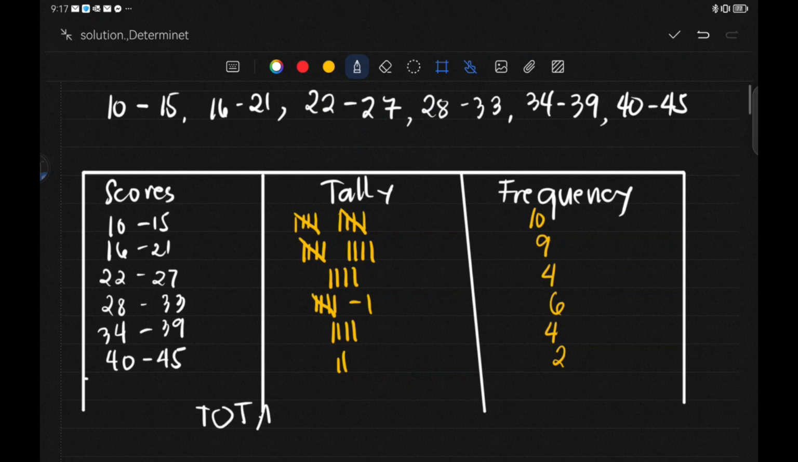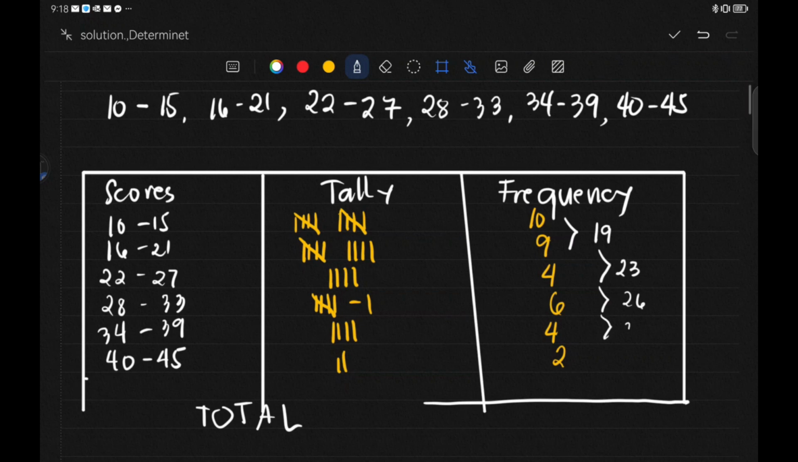So the total, 10 plus 9 is 19. 19 plus 4, that is 23. 23 plus 6, 26. 26 plus 4 is 30. What happened? Let's go back. 10 plus 9, this is 19. 19 plus 4, this is 23. 23 plus 6, this is 29. 29 plus 4, this is 33. And plus 2, this is 35. So the total is 35.